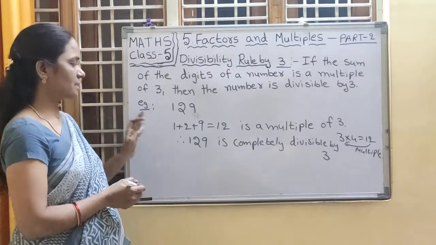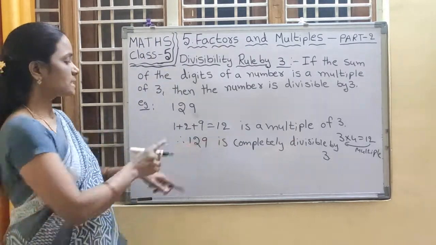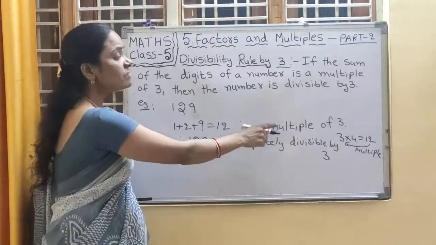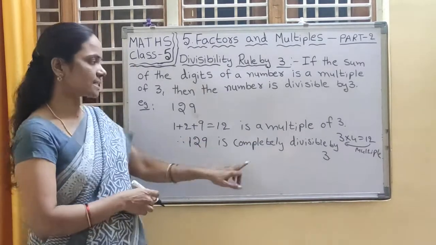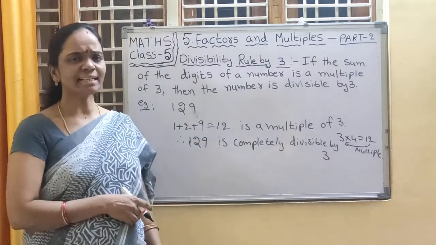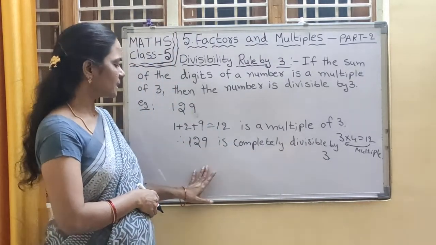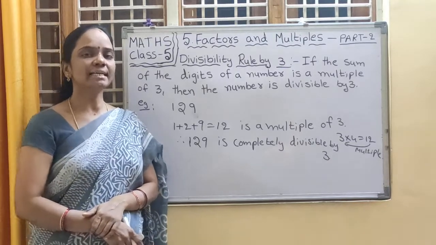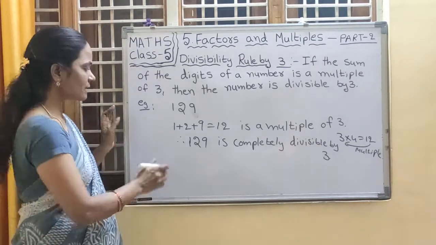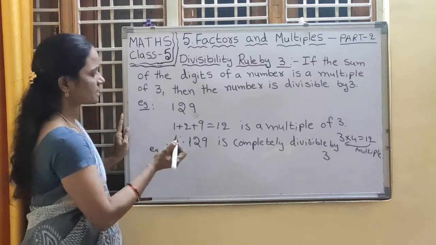Understood, children? The sum of the digits is 12 and 12 is a multiple of 3. So the given number 129 is completely divisible by 3. I am not doing the actual division. Just by applying that rule I am writing whether it is divisible by 3 or not. Okay children, understood? Shall we take one more example? Yes, example 2.